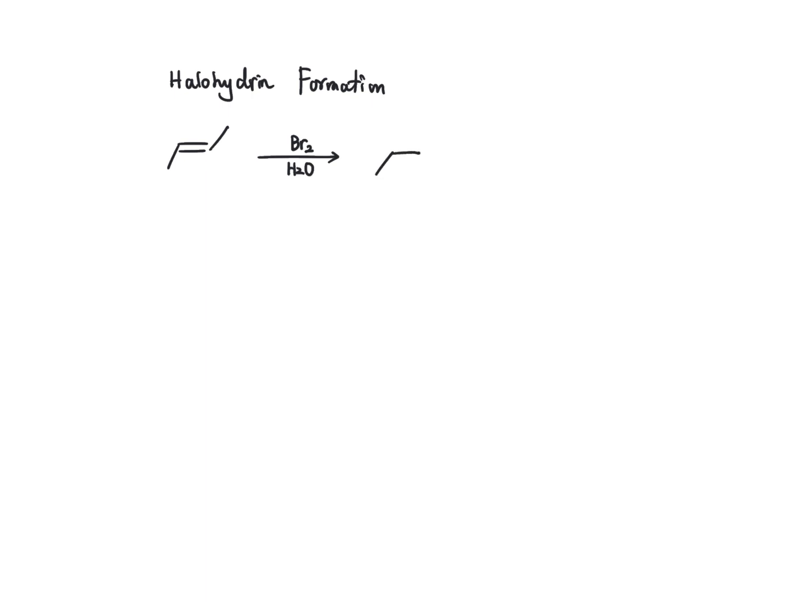So in this case, what we will have here is bromine and OH, and it's still anti-addition, that 1 carbon got bromine, the other carbon gets the OH group. That is a halohydrin.